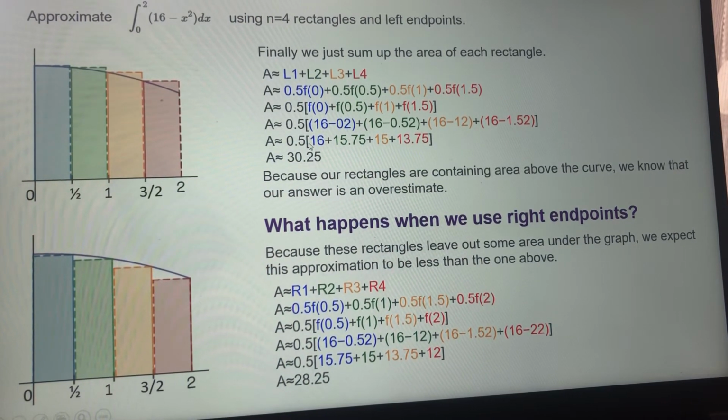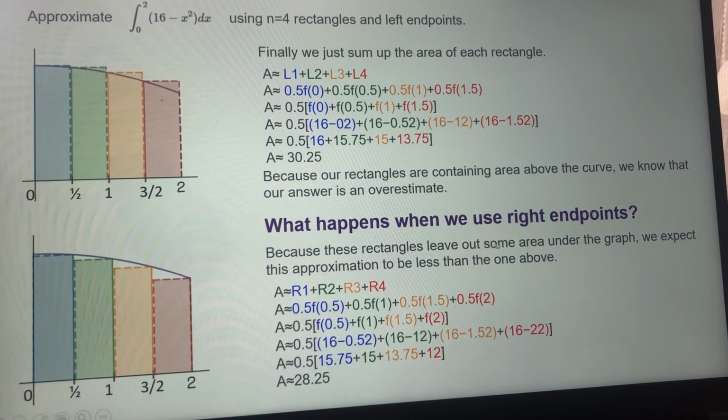So left 1, left 2, left 3. So these are color coded. You can see that. 0.5 times f of 0. So I need to take the left point of each rectangle. 0.5 times f of 0.5. So I will use the left hand points, which means that 0, 0.5, 1, and 1.5 to be able to find this area. Okay, and what you need to do is just plug in 0 for f, plug in 0.5, plug in 1, plug in 1.5, and sum them up. You will see that the area will be 30.25.